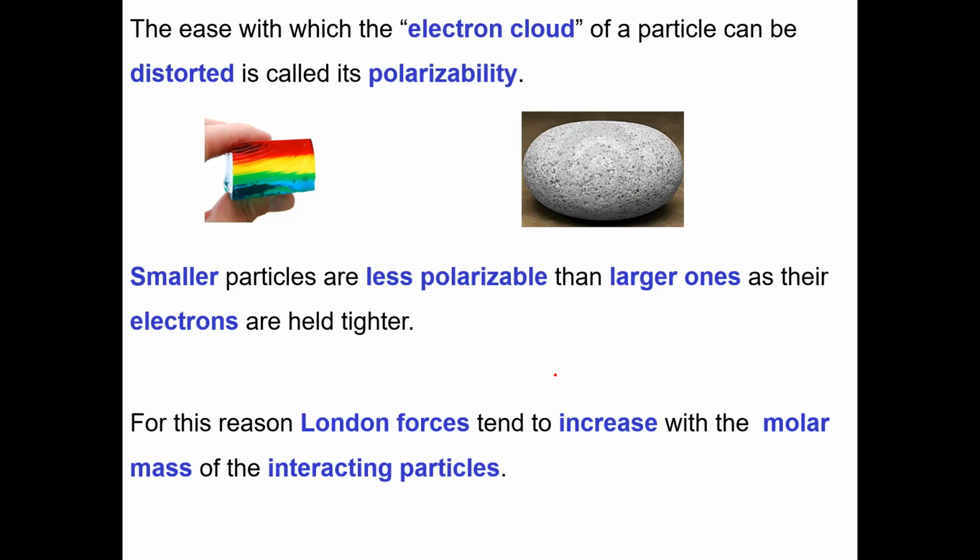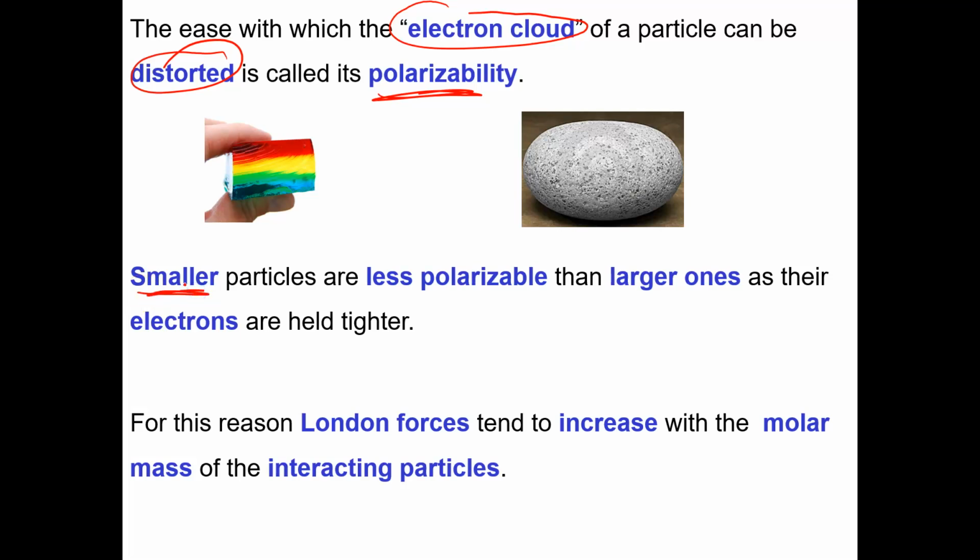Now, how strong are the London forces between two particles? Well, it all depends on the ease with which the electron cloud of our particle is distorted. That's called the polarizability, and the polarizability is basically how squishy the electron cloud is. And it's a pretty simple rule of thumb.